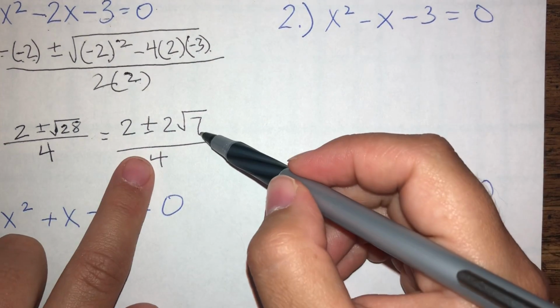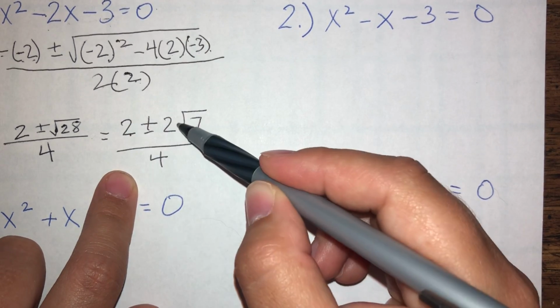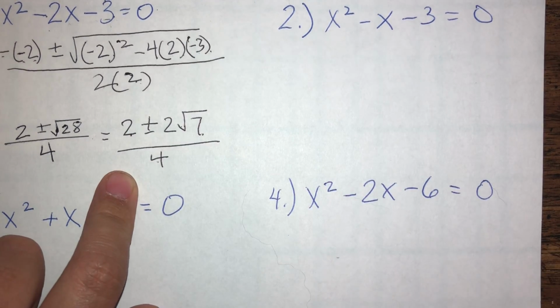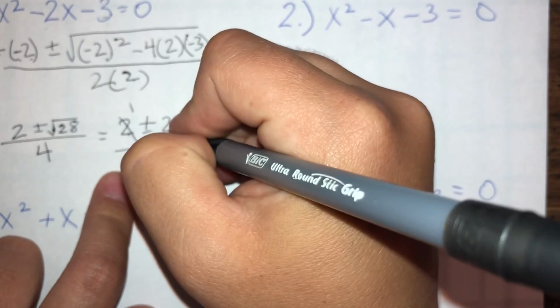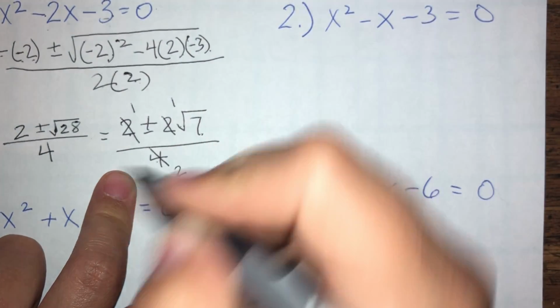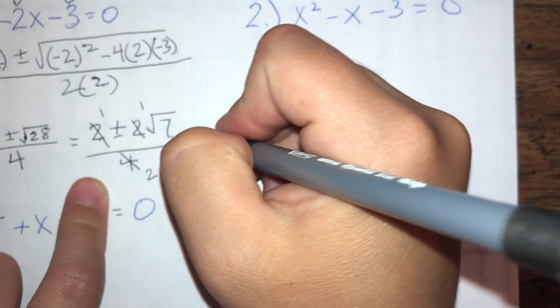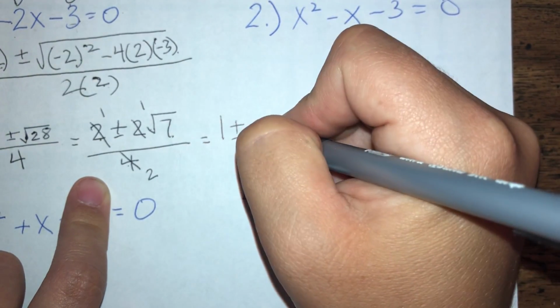Although we've broken up the square root, we haven't reduced this yet. This 2, 2, and 4 all share a specific value. I can take out a 2 from each and every term. If I pull out a 2 from a 2, I'm left with 1. 2 from a 2, 1. 2 from a 4, I'm left with 2. So my final answer will be 1 plus or minus the square root of 7.